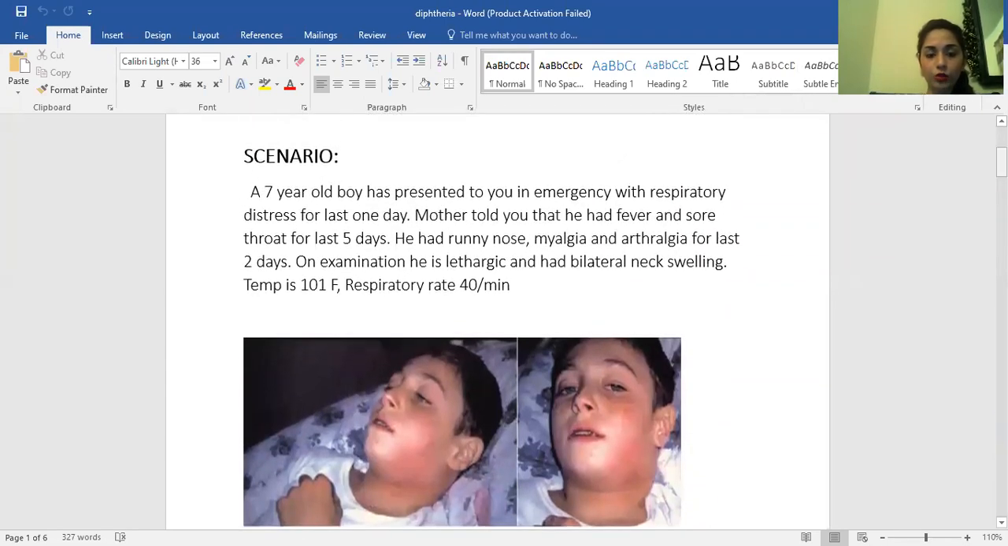So, first of all, there is a short scenario. There is a 7-year-old boy who has presented to you in emergency with respiratory distress for one day. His mother told you that he had fever and sore throat for the last 5 days. He had runny nose, myalgia, and arthralgias for the last 2 days. When you examined him, he is lethargic and he has bilateral neck swelling. His temperature is 101 degrees Fahrenheit and respiratory rate is 40 per minute.